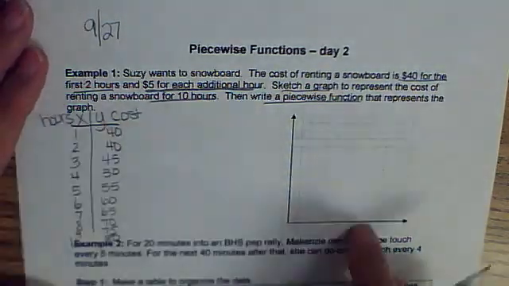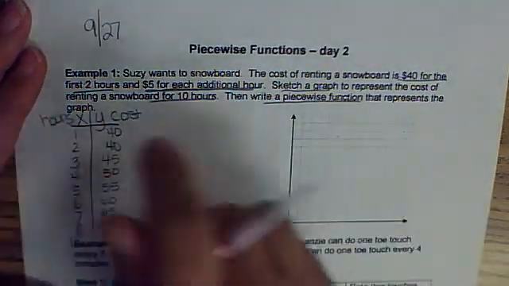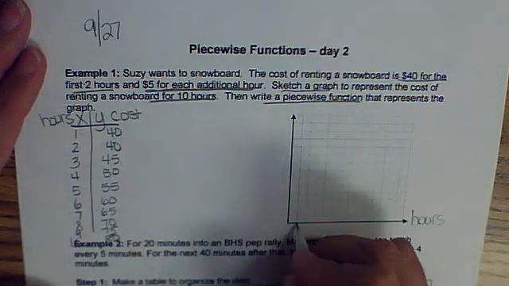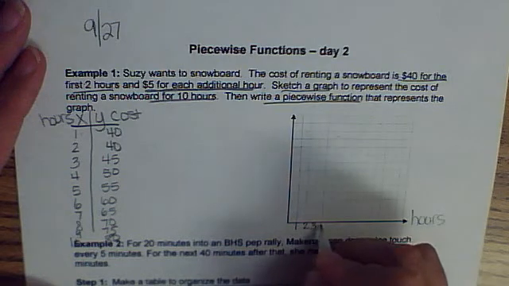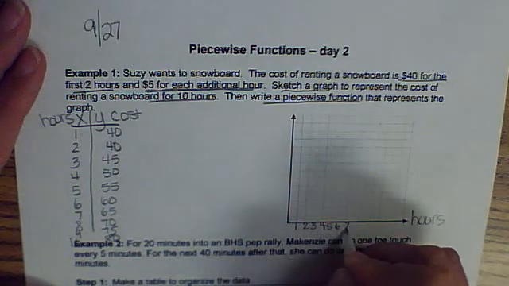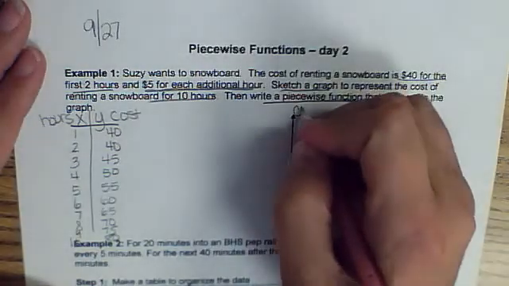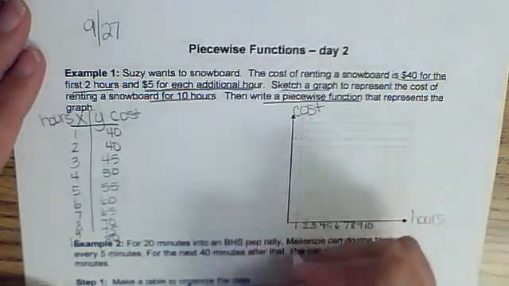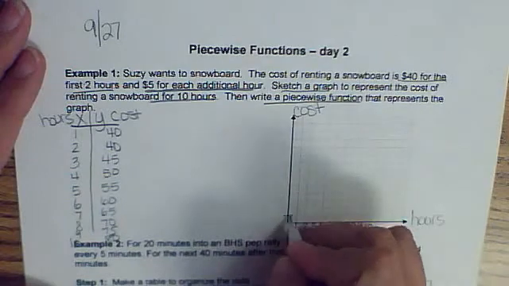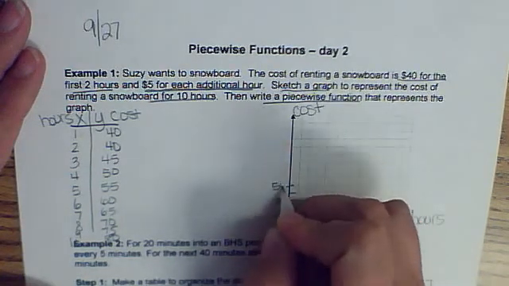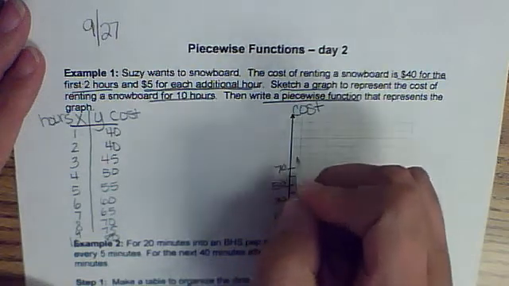So now we're going to use that table to make our graph. The x-axis is our hours, and we need to go to 10, so we're just going to count by 1. So 1, 2, 3, 4, 5, 6, 7, 8, 9, 10. Our y is our cost, and here we're going to count by 10s because 5s won't fit. So 10, 20, 30, 40, 50, 60, 70, 80.